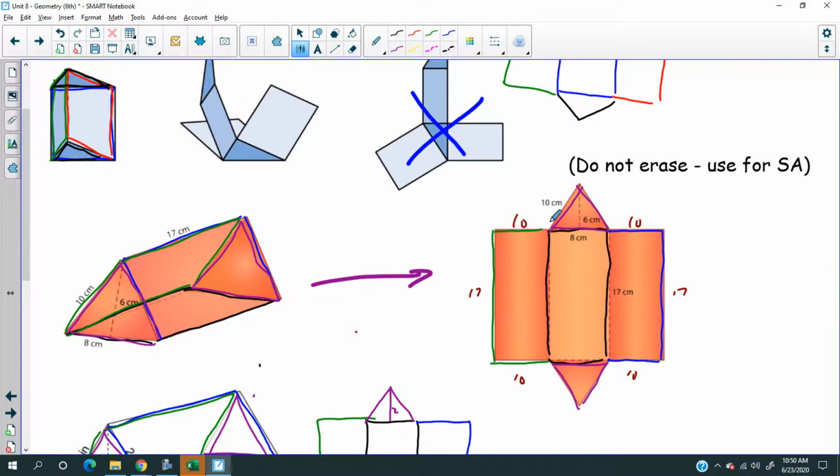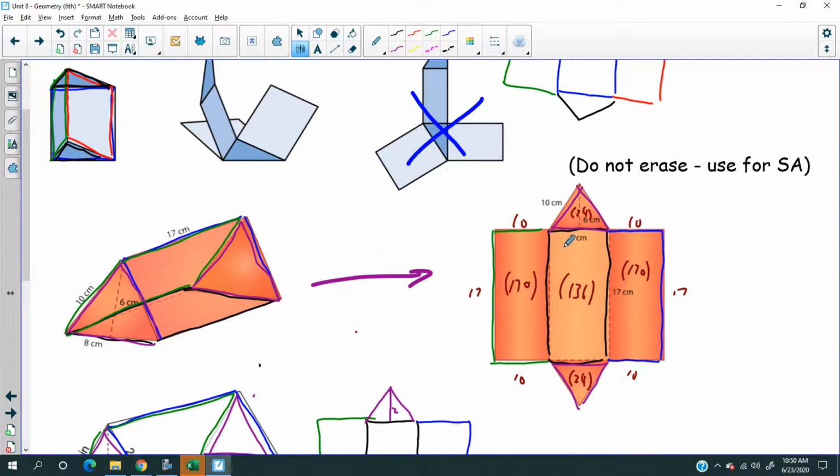Let's go ahead and do the rectangles first. This is 170. This is 170. What is 8 times 17? 136. We'll do both triangles. 8 times 6 is 48, so half of that is 24. This is 24. All right, so what does that mean? I gotta add them up. That's what that means.